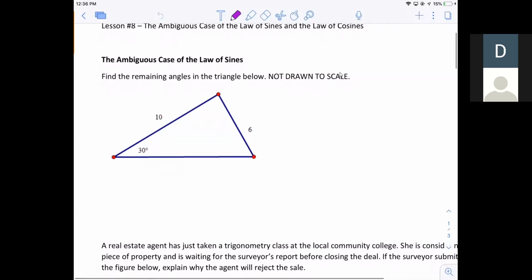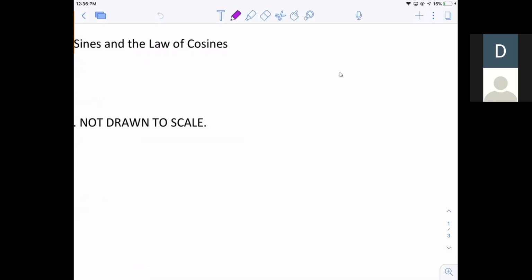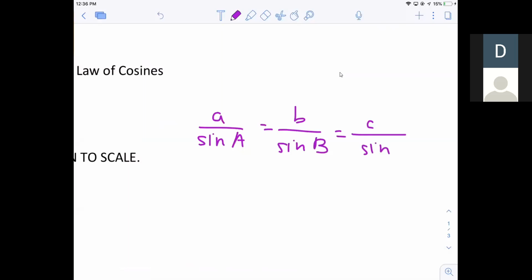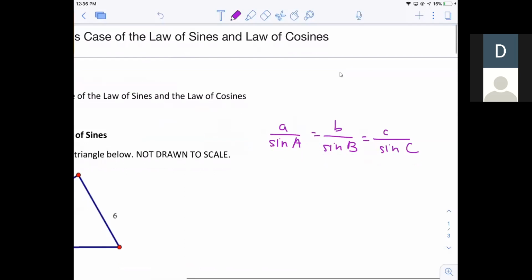All right, so we already did the law of sines. The law of sines says that in a triangle, a over sine A is equal to b over sine B is equal to c over sine C. The lowercase letters on top are the side lengths, and sine A, sine B, sine C are the sines of the angles.